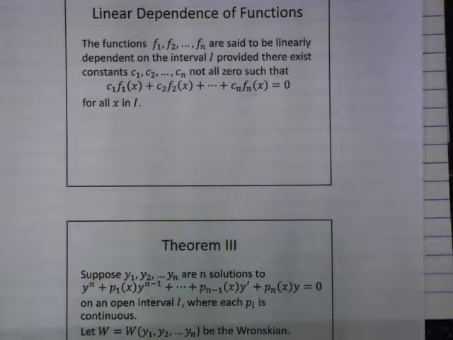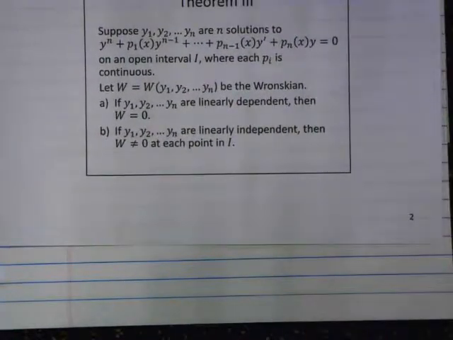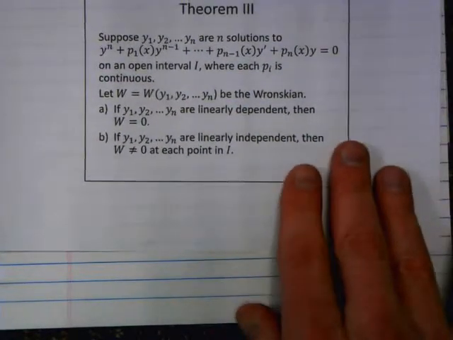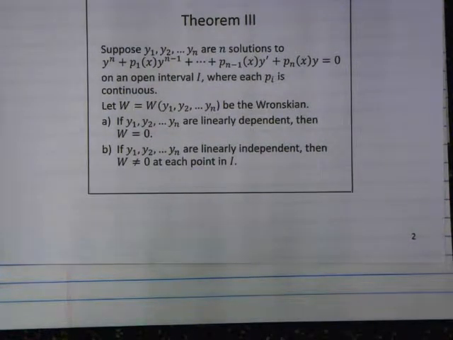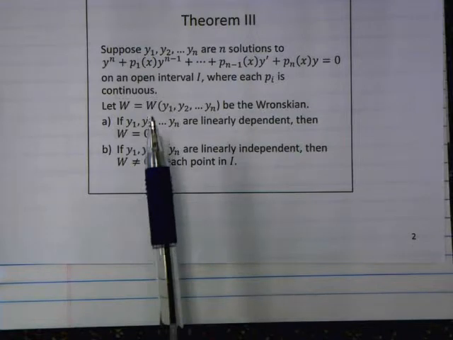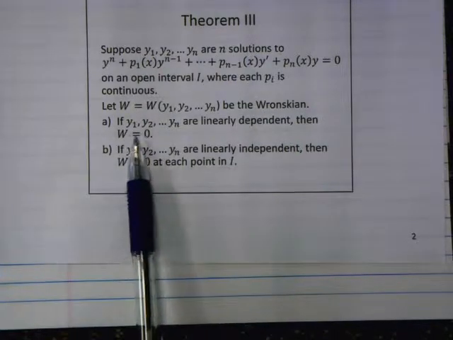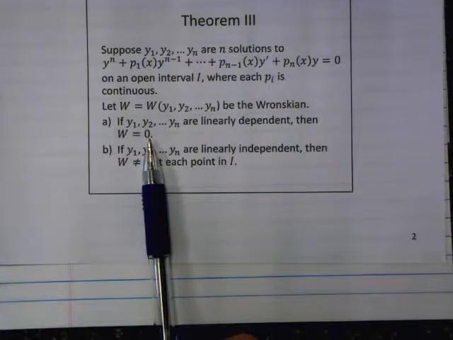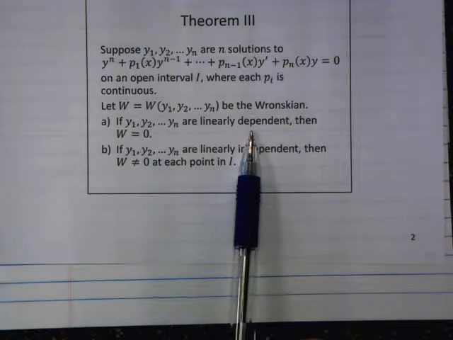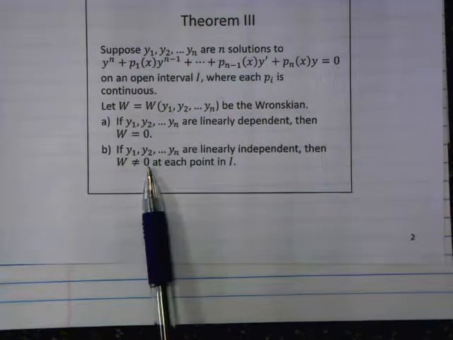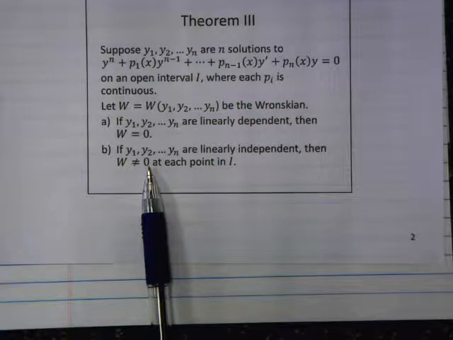Questions on that? We'll do some examples here in a minute of linearly dependent, linearly independent. Okay, and then we have the same theorem that we had. The theorem says if you have a bunch of functions and you compute its Wronskian, if the Wronskian turns out to be the number 0, then the functions are linearly dependent. If the Wronskian is not 0, then the functions are linearly independent.